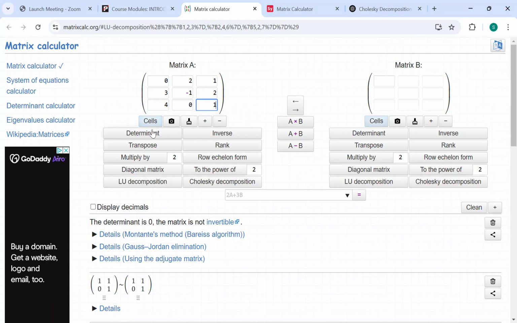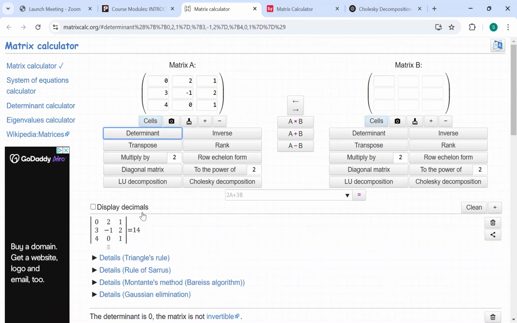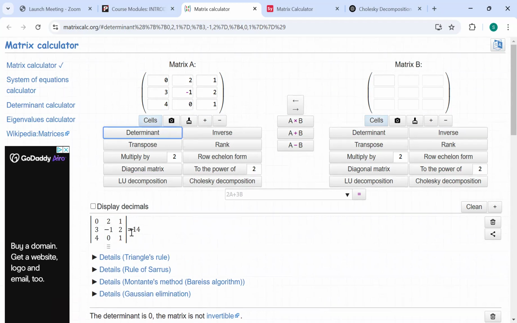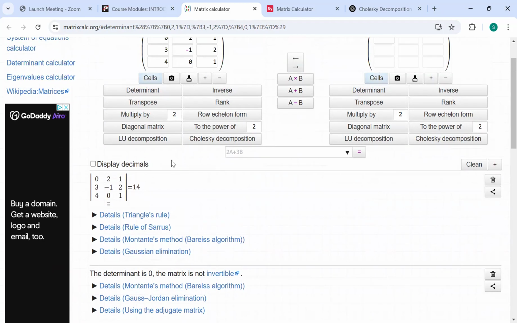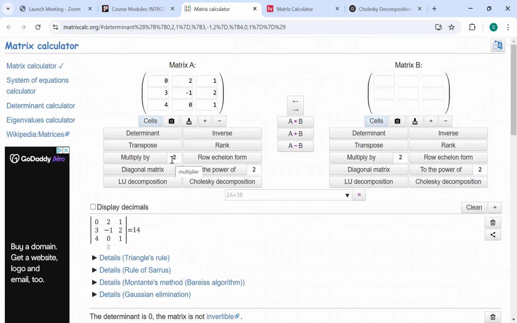Okay. And check this out. You see here, the first entry, determinant. And check it out, right down here. You see this number 14? So that's what I was saying. We really don't do stuff by hand, not in this day and age, but it's kind of good to see at least how this stuff works anyways.